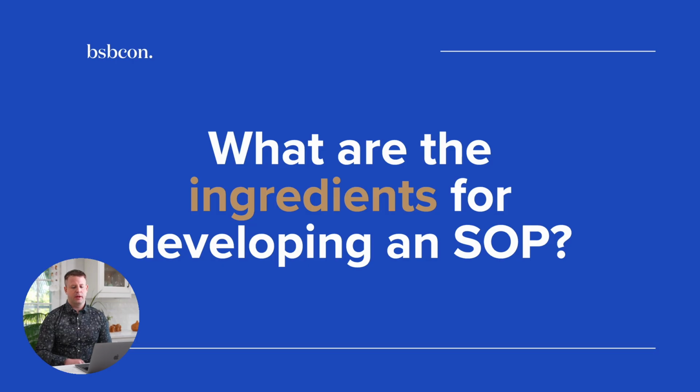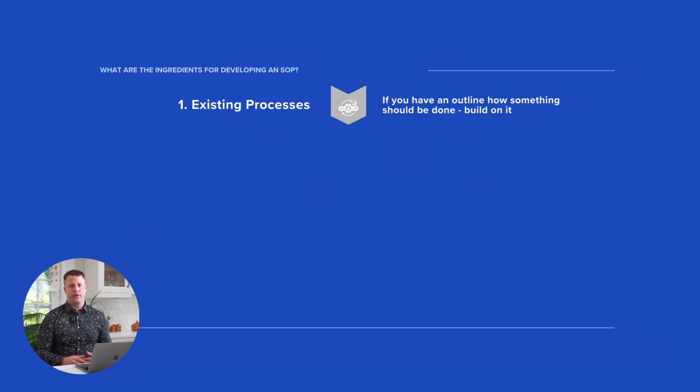What are the ingredients for developing an SOP? Existing processes. So if your business is brand new, it's okay to take existing processes, maybe from ChatGPT, maybe from industry associations, from your competitors or your allies in your industry. It's okay to take existing processes and to build on them. Likewise, if your business had an SOP from a long time ago, say 5 years ago, it's okay to build on that. So existing processes are a foundational part of developing your SOPs.